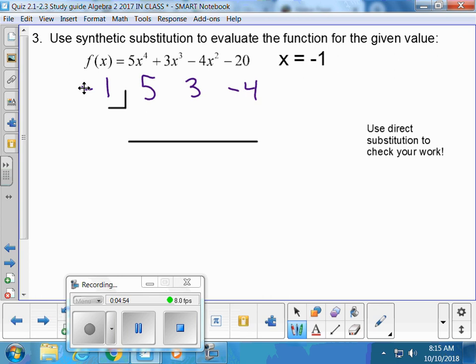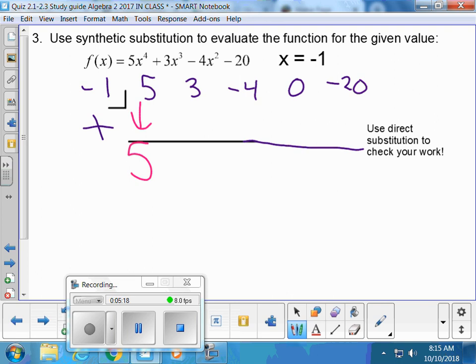And then at this point you're like, uh-oh, I don't have a linear term, a term with just x to the first. That's going to be your 0. And then you have a negative 20 at the end. And so just check your setup that you've got a negative 4 and a negative 20, and you have that 0 placed correctly. We're going to drop the 5 to start, so you're going to have 5 right here.